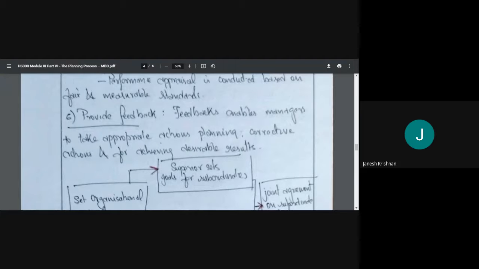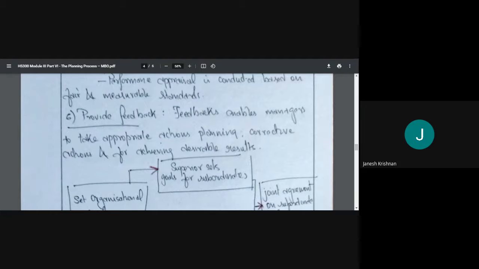The feedback will enable managers to take appropriate actions for planning and corrective actions to achieve desirable results. Okay? The next time when they do, they will have feedback. Like we said, going for a tour, you have gone for tours all your life, so you know what is to be done, what is wrong.